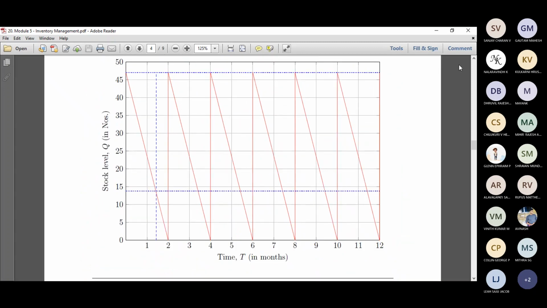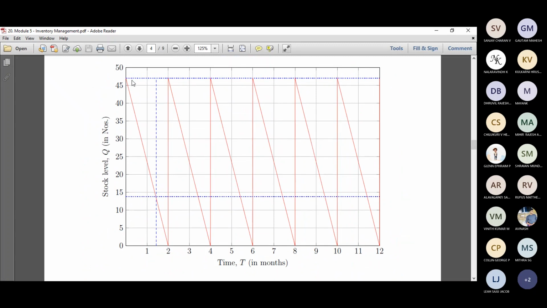So here is the graph. You can take a look at here. The economic order quantity is 47 items, and the cycle time is 2 months, so the cycle starts every 2 months. Then this is very interesting: there's a dotted blue line. That is what basically means the reorder level. The lead time is this 2 weeks time. So I'll tell you what exactly that means.